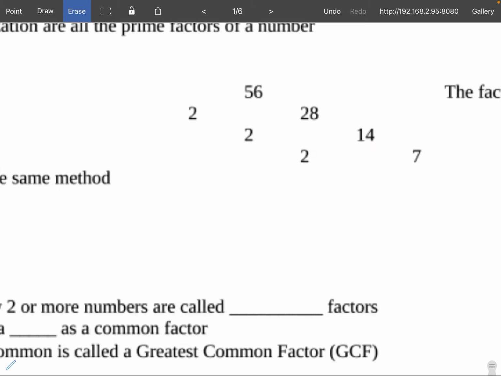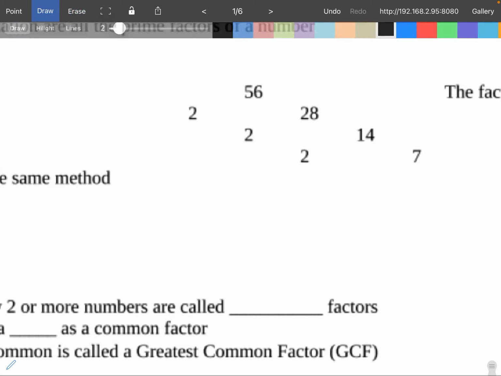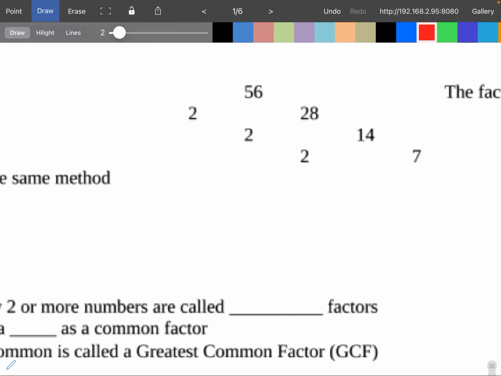If I erase all this, they kind of look at it right here. They look at it as 2 times 2 times 2 times 7, so that would be 2 to the 3rd power times 7. That's a prime factorization because the 2 is prime and the 7 is also prime. So you're breaking it down into the product of just prime factors.